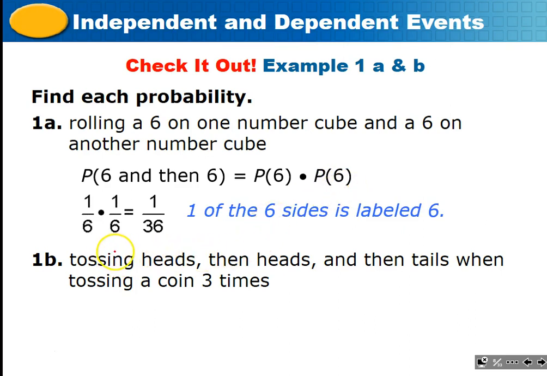Now, part B down here says tossing heads, then tossing heads, then tossing tails. Well, the probability of tossing heads is 1/2. The probability of tossing heads again is 1/2. And then the probability of tossing tails is 1/2.